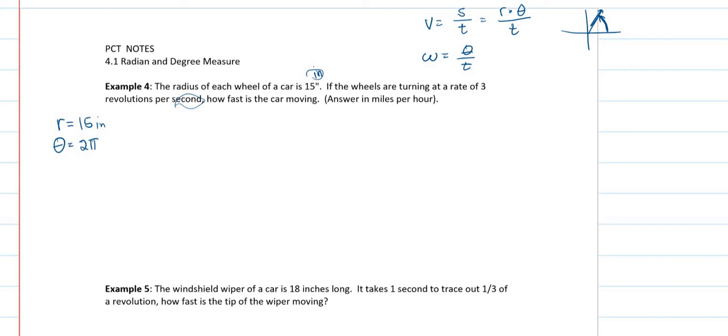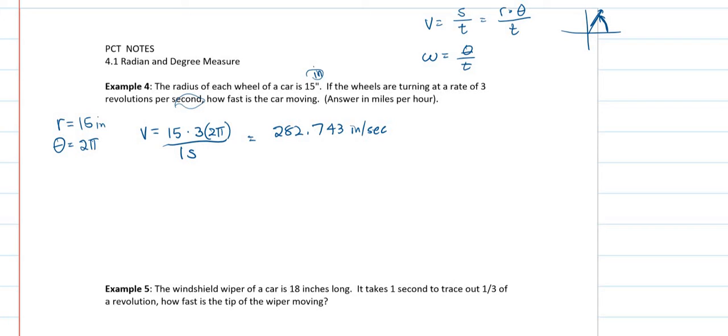So our v is going to be equal to 15 times 3 revolutions of 2 pi for every 1 second. We put that into our calculator and we get 282.743, and this would be in inches per second. But we don't want inches per second, we want miles per hour.